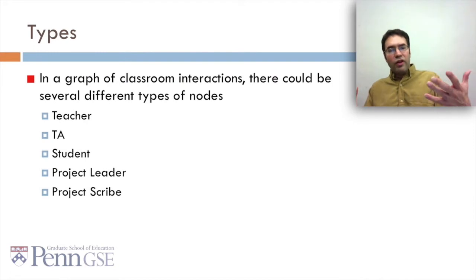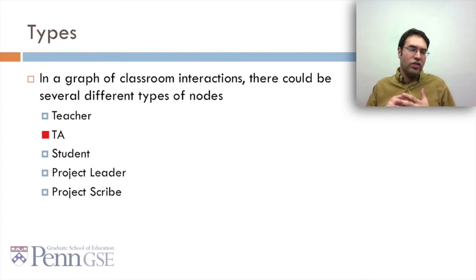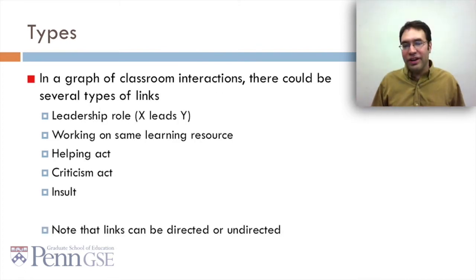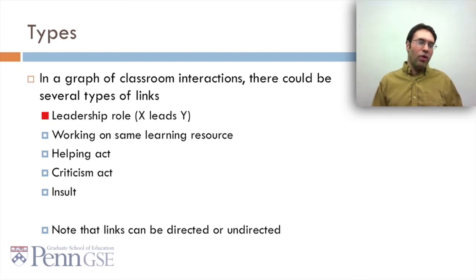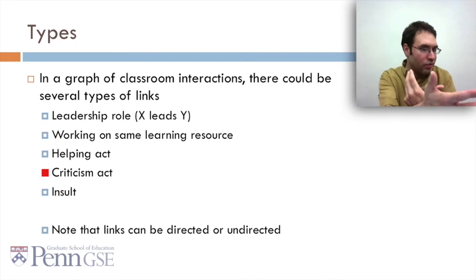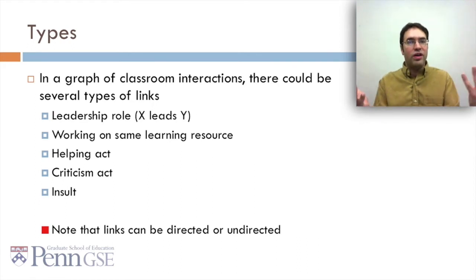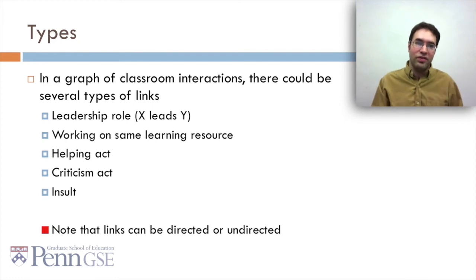Now, in a graph of classroom interactions, there could be several different types of nodes. There could be teacher nodes, teaching assistant nodes, student nodes, project leader nodes, project scribe nodes. Similarly, there could be several types of links. There could be leadership roles, maybe X leads Y. There could be working together on some learning resource. There could be a helping act. There could be a criticism act. There could even be an insult act. And you note that the links could be directed or undirected. Working on the same learning resource together kind of seems undirected, but an insult is probably inherently directed, at least at first.